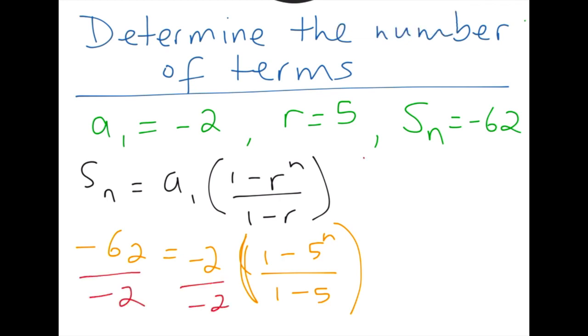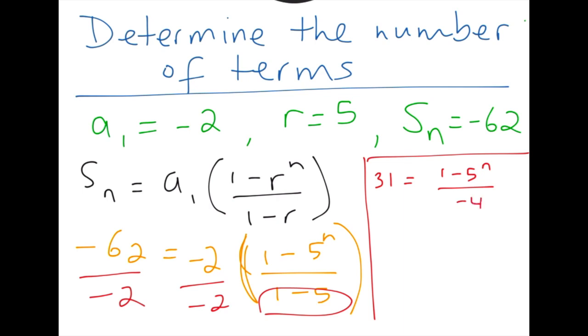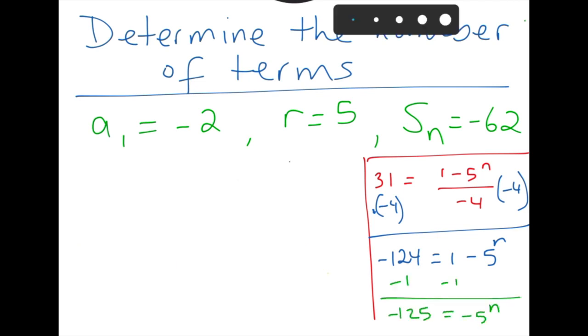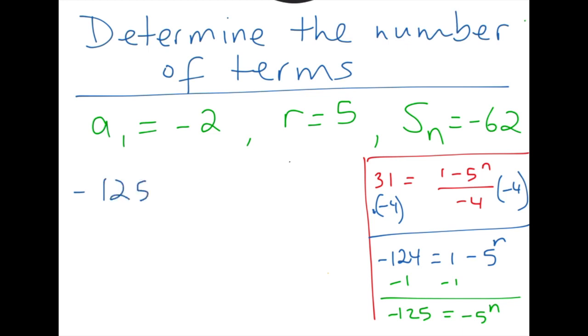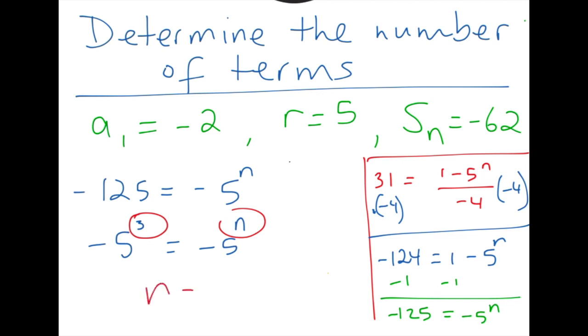Then I will get 31 is equal to 1 minus 5 to the n power over 1 minus 5, that's -4. And then I multiply by -4 on both sides. That will give me 124, which is equal to 1 minus 5 to the n power. I will subtract 1 from both sides. So I have -125 is equal to -5 to the n power. So this would be -5 to the third power is equal to -5 to the nth power. So obviously n is equal to 3.